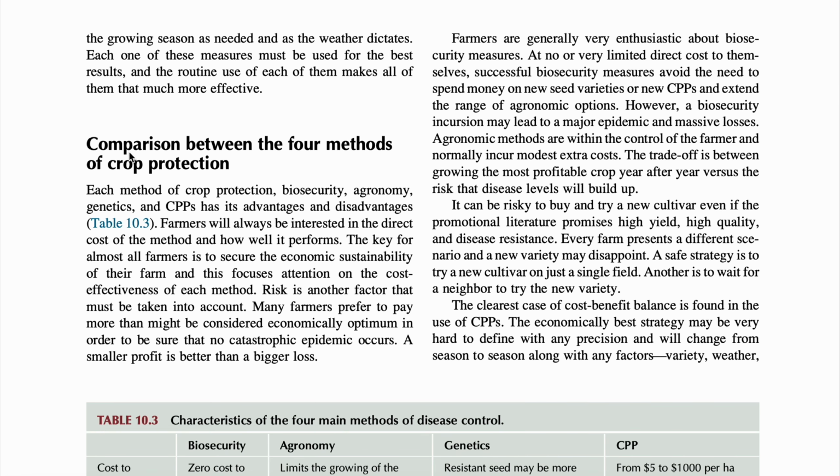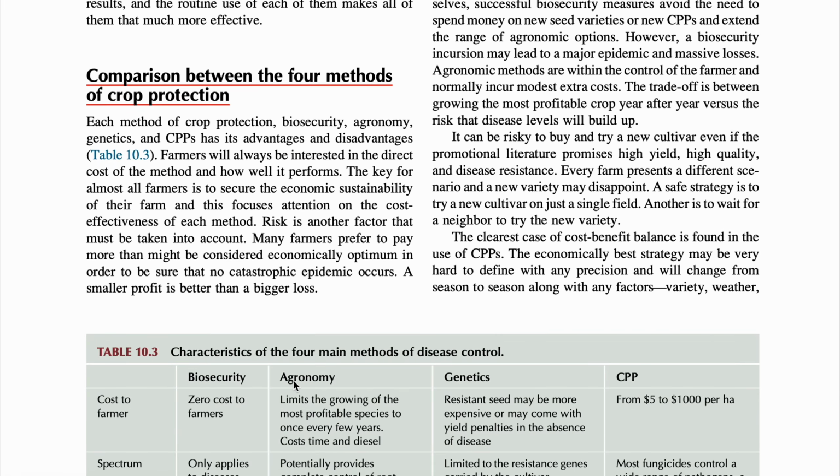Now the last one, comparison between the 4 methods of crop protection. Now what are those 4 methods of crop protection? Finally, they are biosecurity, agronomic, genetics and crop protection products.